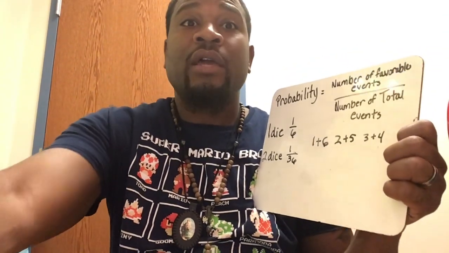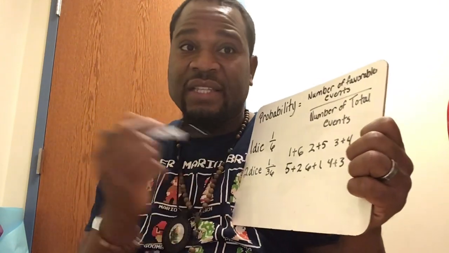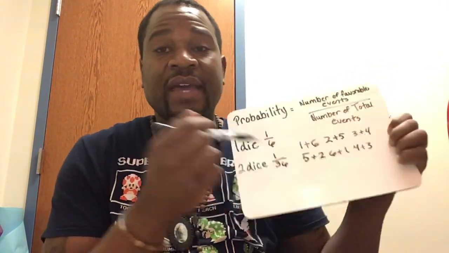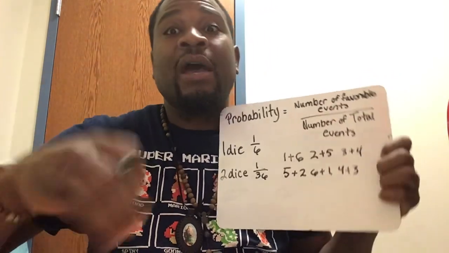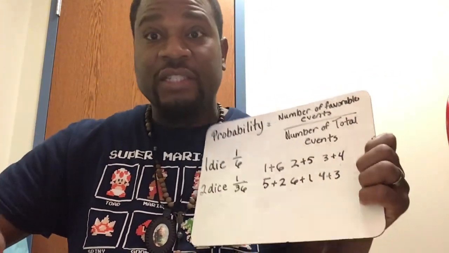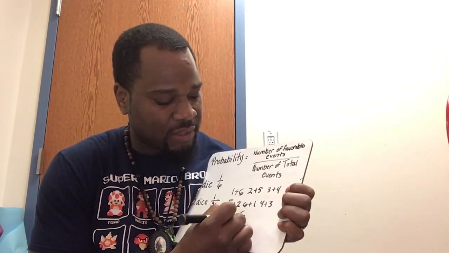And also, it goes in reverse. I can get it 5 plus 2, 6 plus 1, and then 4 plus 3. That is 6 different possibilities that I can get the number 7 if I roll the two dice, because my outcomes total 36. So if it's 6 different ways, I will make my numerator 6.